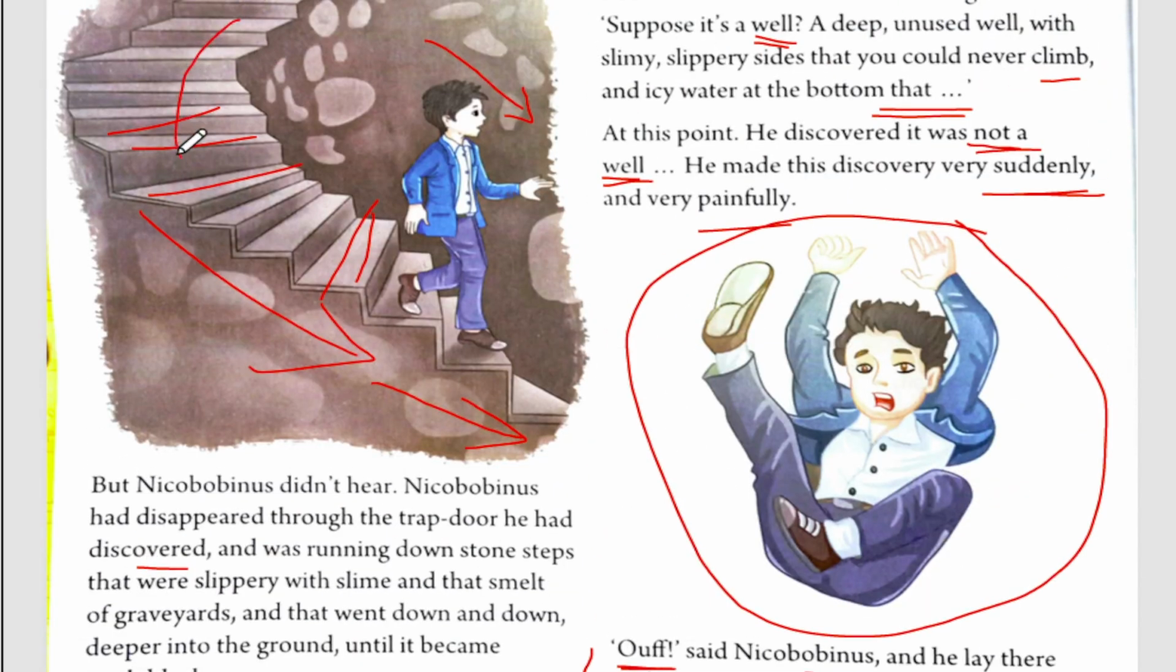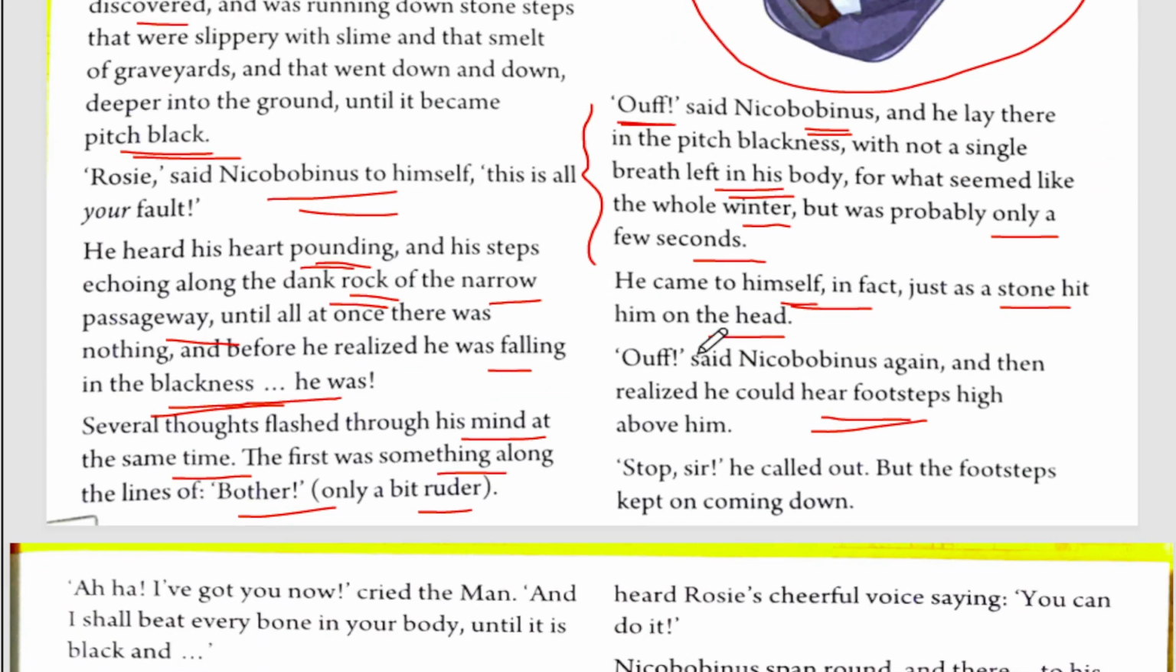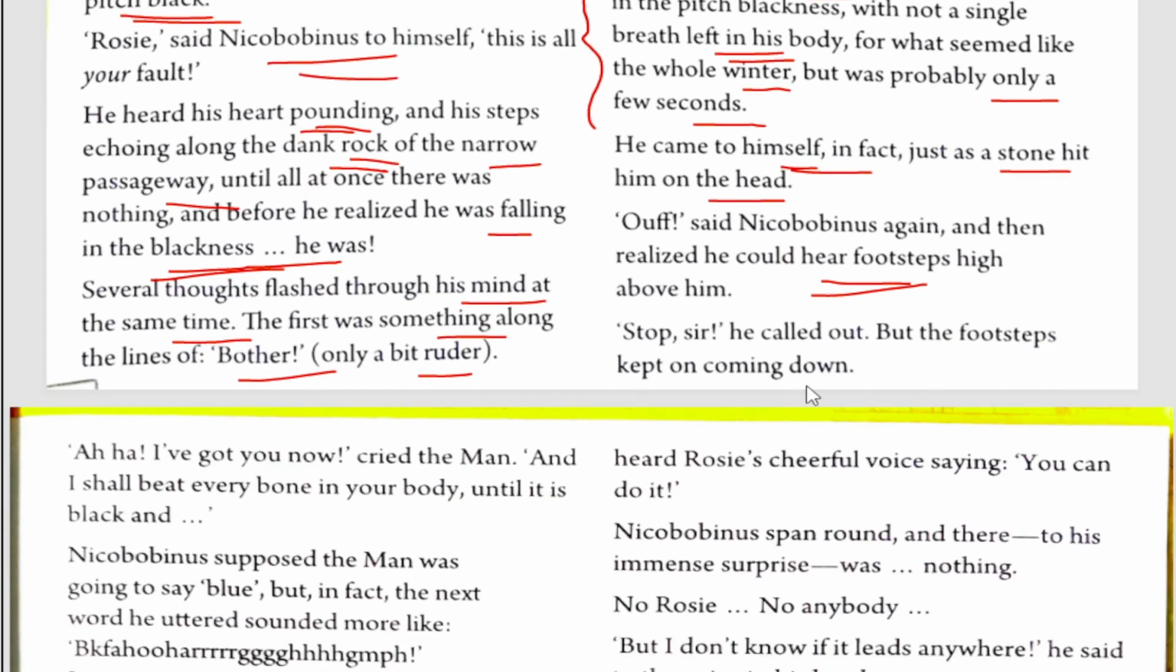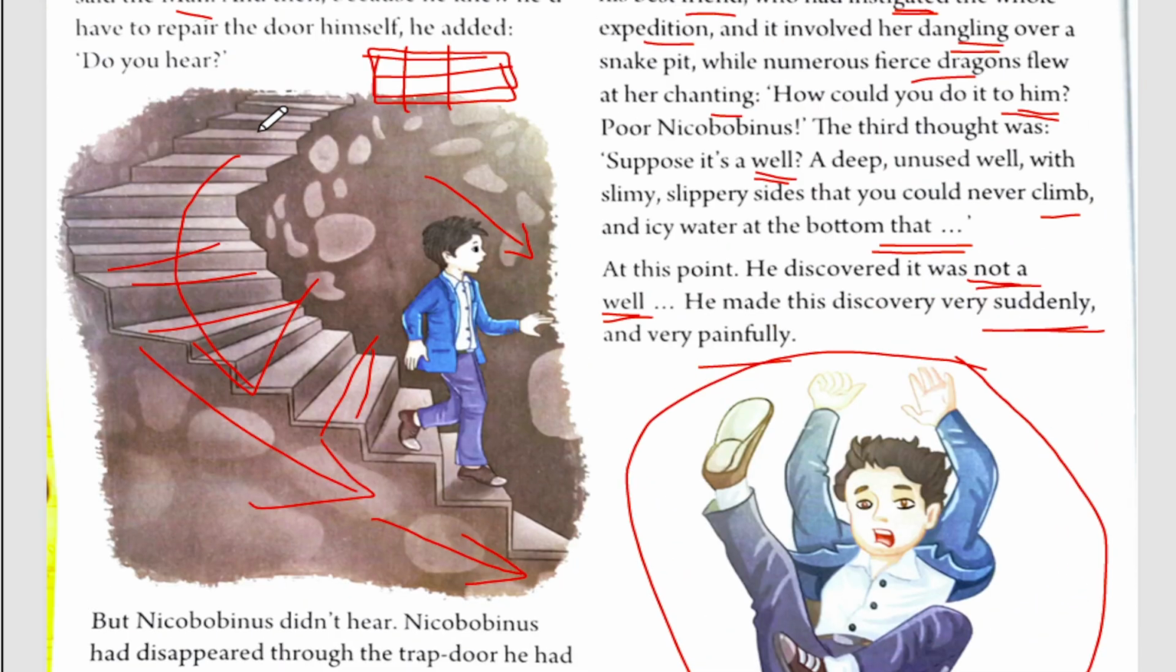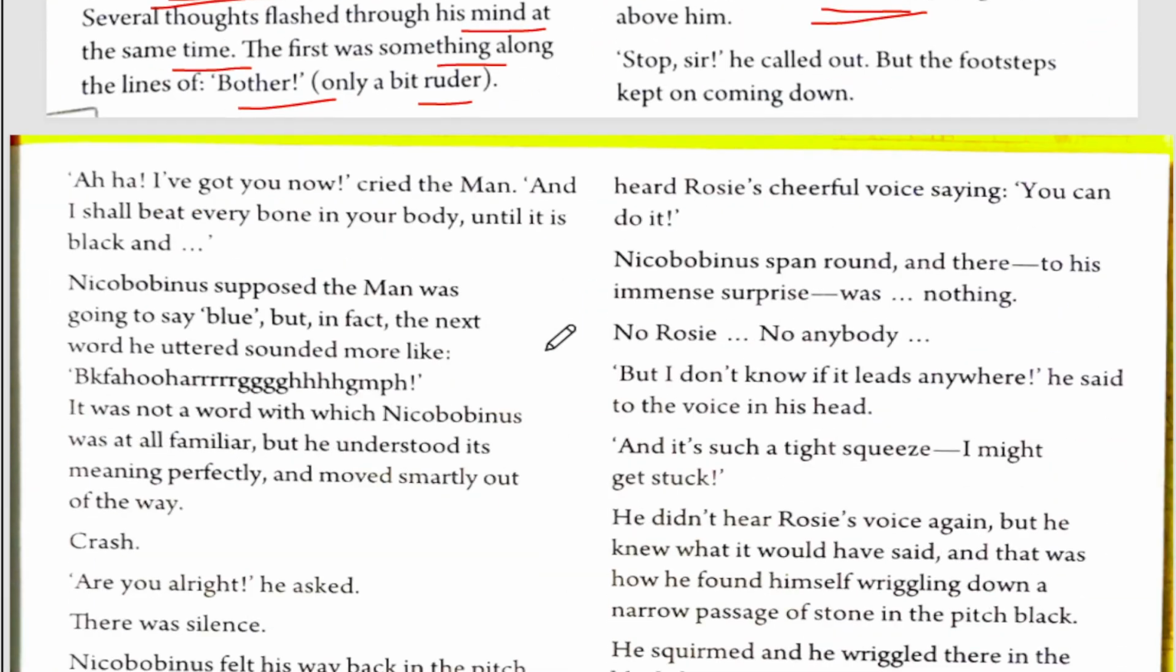Probably someone is coming down with some heavy steps. Now this was more scary for him. Now after that, "Stop, sir," he called out, but the footsteps kept on coming down. Now Nicobobinus was shouting, "Stop here, or you will also be falling," but the footsteps were coming down and down consequently. Now, what's happening after that?